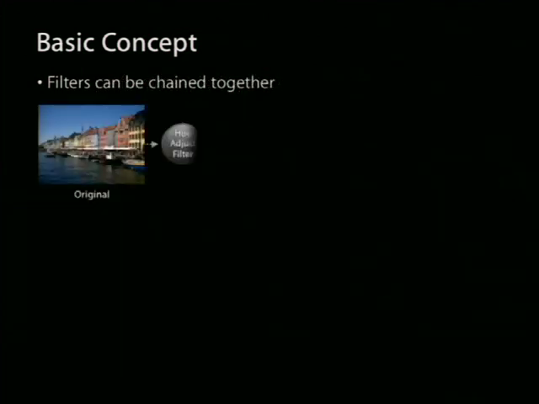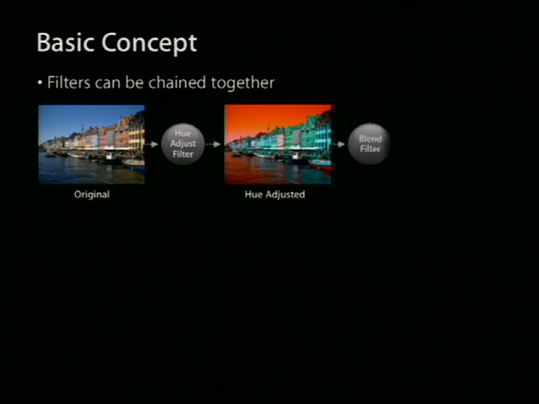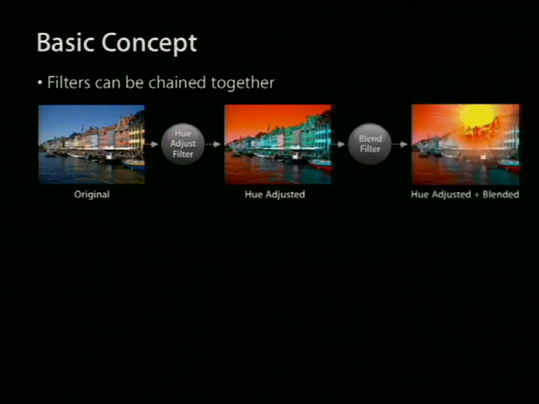The real idea is that the filters, of which there are over 100 different ones, or you can repeat filters as well, can be chained together to stack different operations on top of each other. So we start again with the same original image of Copenhagen. We run that through a hue adjustment filter. Then as a second step, we take that image and run it through a blending filter, and that's how we add this starburst effect onto the final image on the right.